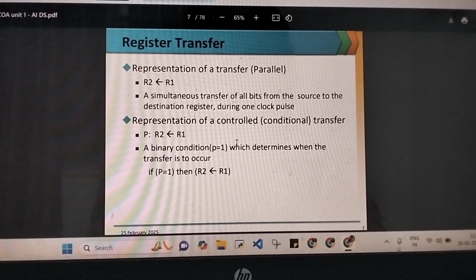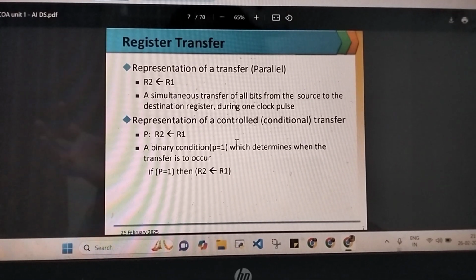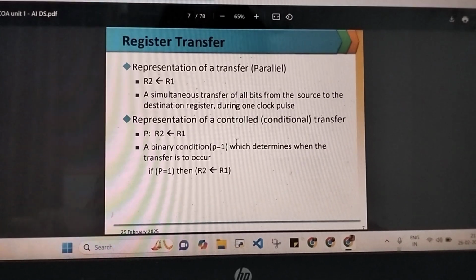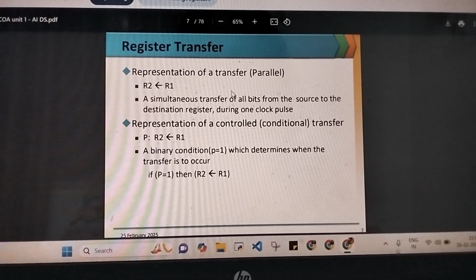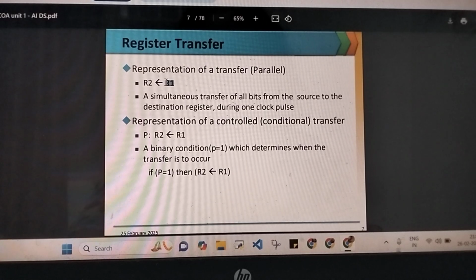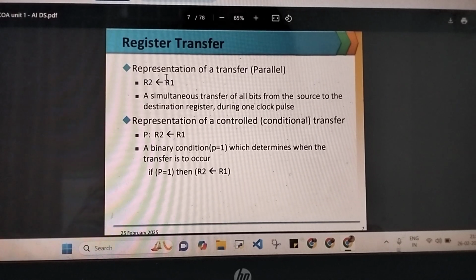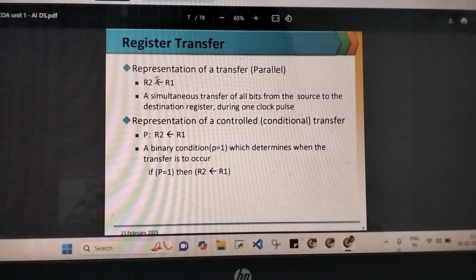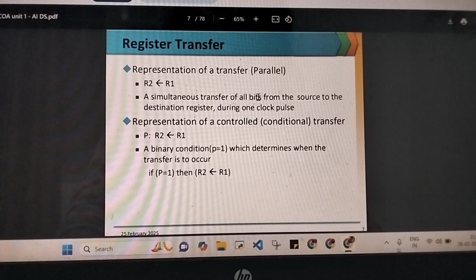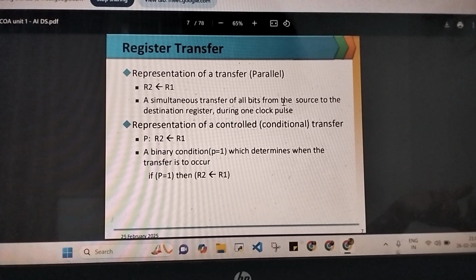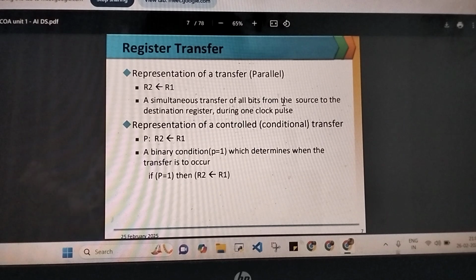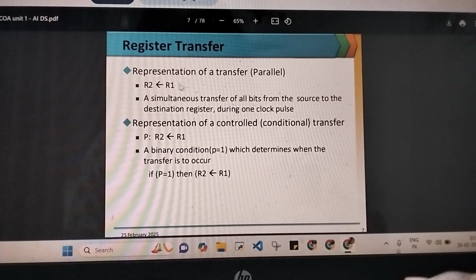And what we'll be looking at in the next few slides on and off are some syntax, some notations of the register transfer language, how certain ideas are expressed in RTL. So when you transfer the contents of R1 to R2, R1, R2 are registers here. This is how you represent them. This is an arrow, and this indicates simultaneous transfer of all bits from source to destination, meaning if R1 is a 4-byte register and R2 is a 4-byte register, all the 32 bits from here are transferred to here at once. That is parallel representation denoted by this arrow.